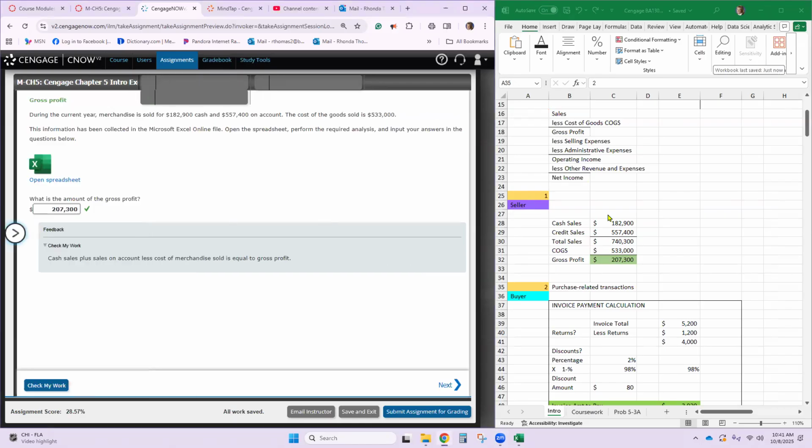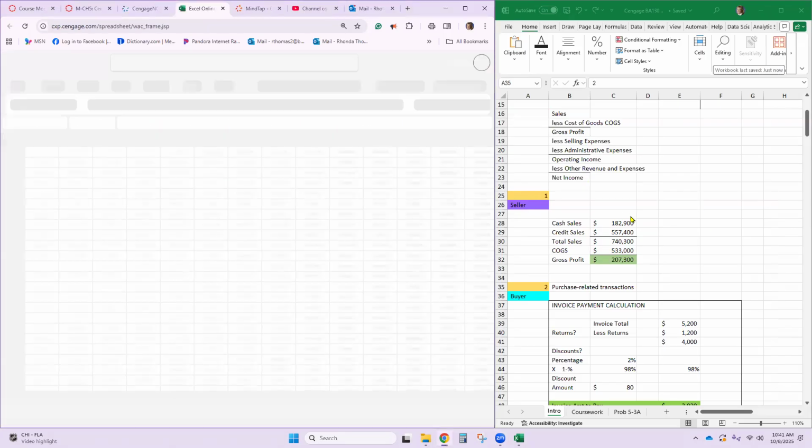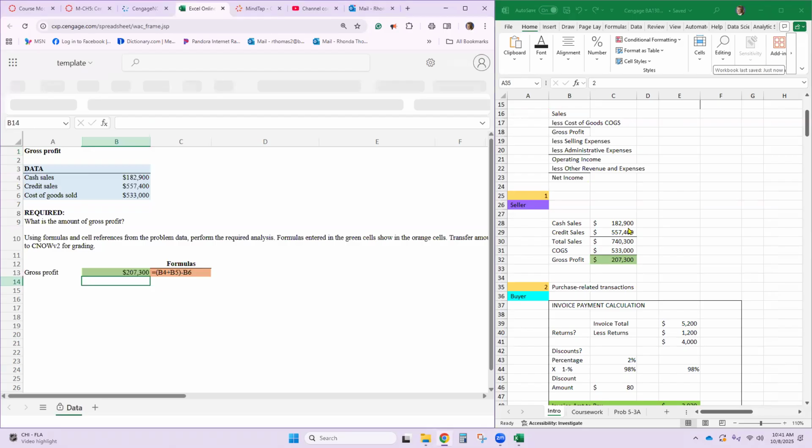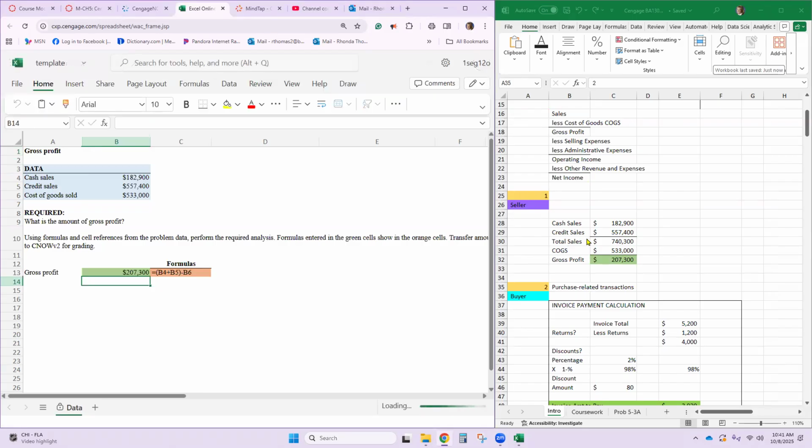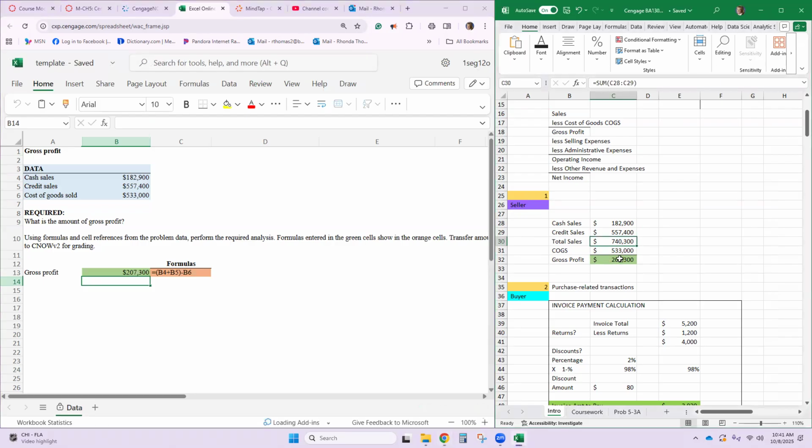We were trying to figure out gross profit. We were given amounts of cash sales, 182,900, credit sales, 557,400, and we had to add those together to get total sales. And then we had to subtract cost of goods sold. Please know that at the top of a multi-step income statement, it does not have a negative to remind you to subtract cost of goods sold.